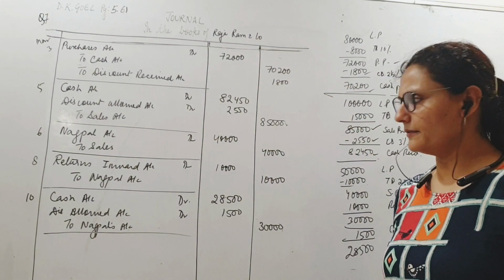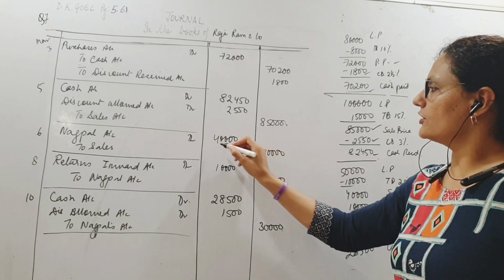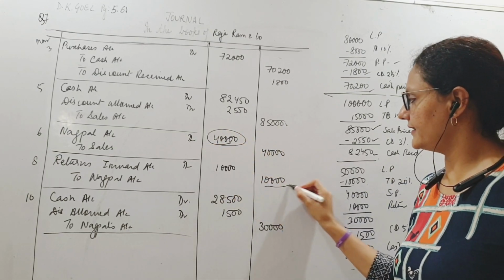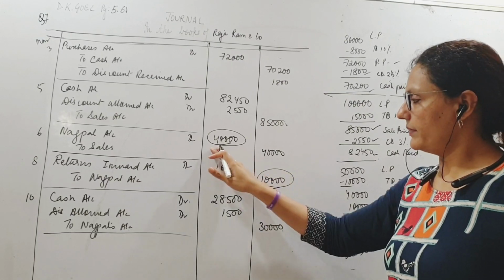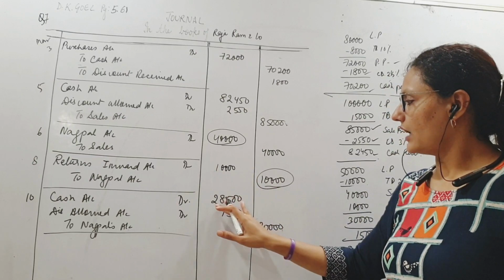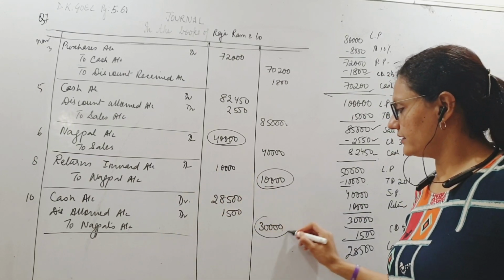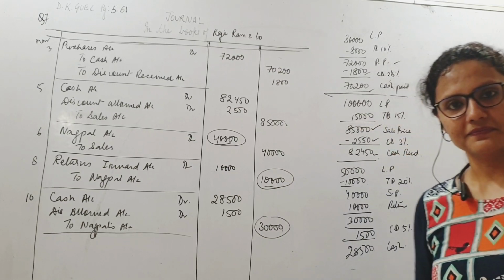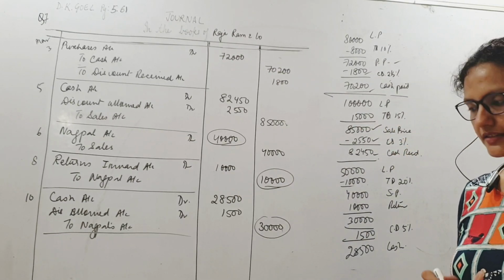Let us check Nagpal's account. Nagpal was initially debited 40,000. Then when he returned goods, I credited him 10,000. Debit this much, credit this much. Still debit is more, by how much? 30,000 more. So now if I credit Nagpal with 30,000, debit and credit are equal, account closed. Yes? Easy cross checks. Fine.